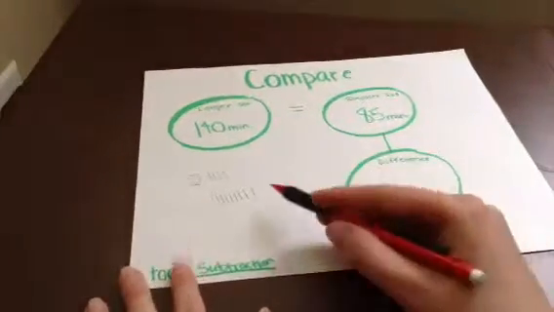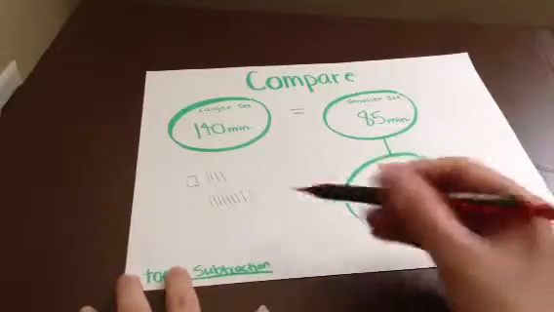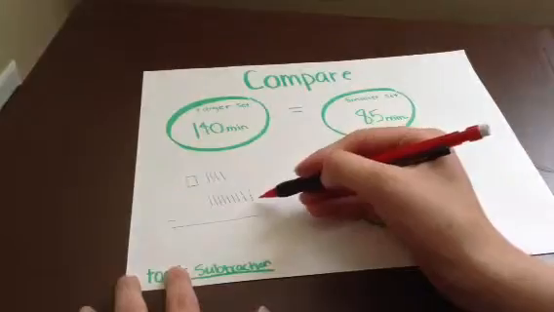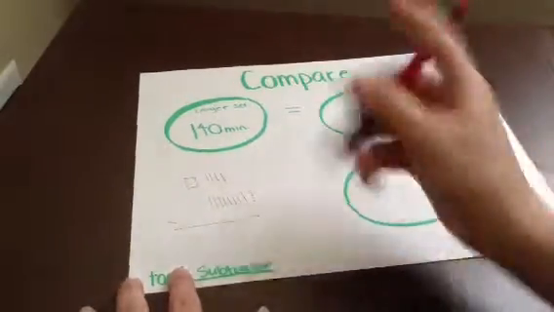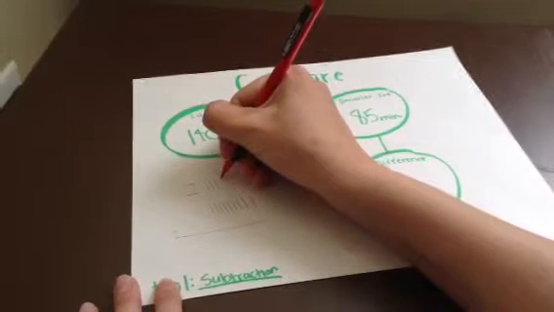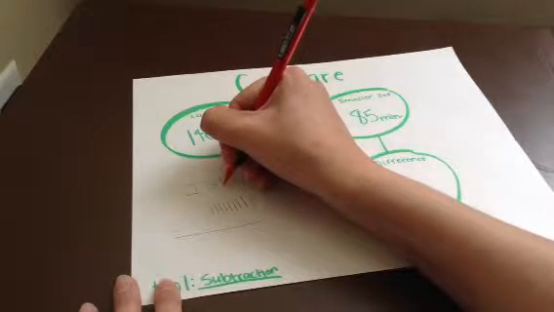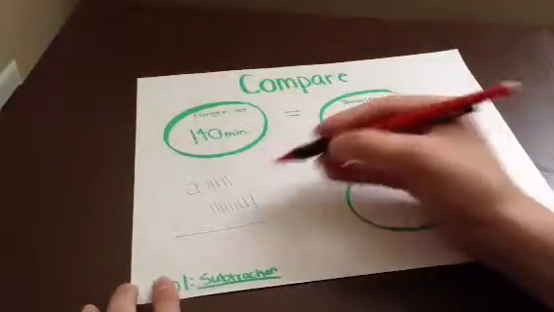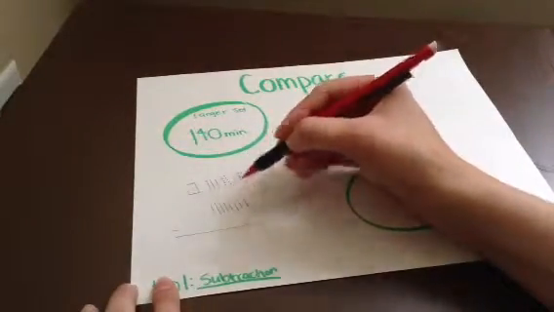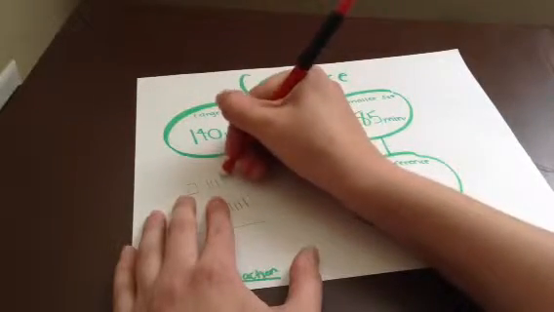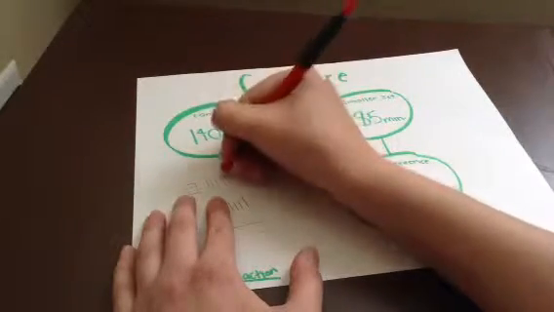We always start with our ones place when we subtract. So I see that I have a 5. And I'm going to take this 10 and break it into base 10 blocks. 2, 3, 4, 5, 6, 7, 8, 9, 10. I have 5 down here and 5 up here, so I can subtract that away. Now I can move into my tens.